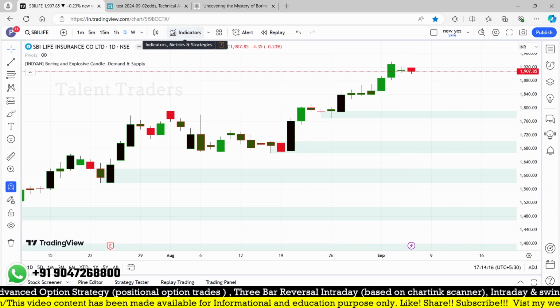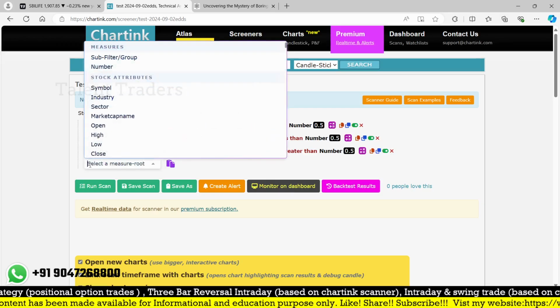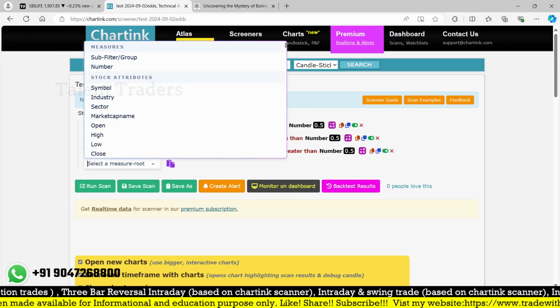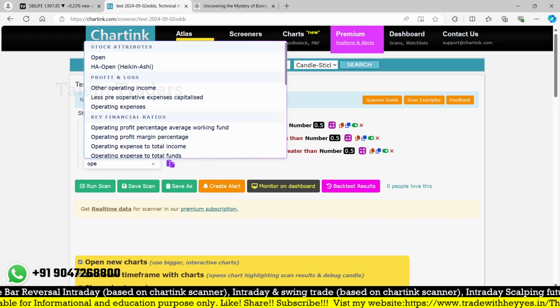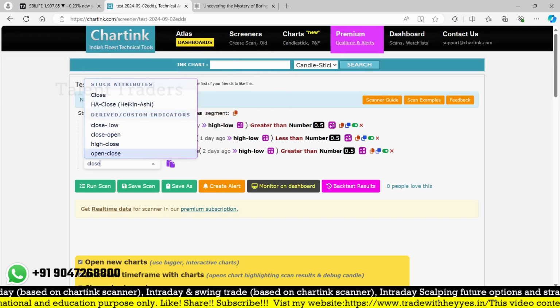Okay, so let me try with the first candle being green. We use the normal conditions, and this coding is using some customized indicators.